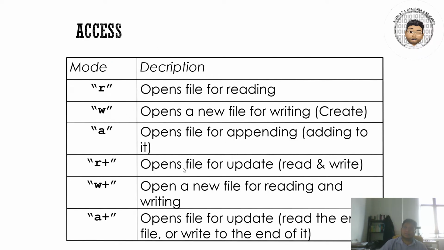Access means the different types of methods when you read the files. We have read, we have write, and also opening a file for appending. We also have update, or read and write, and then open a new file for reading and writing. And then open a file for update, read the entire file, or write to the end of it. So we have 6 types of modes that you can use with fopen.